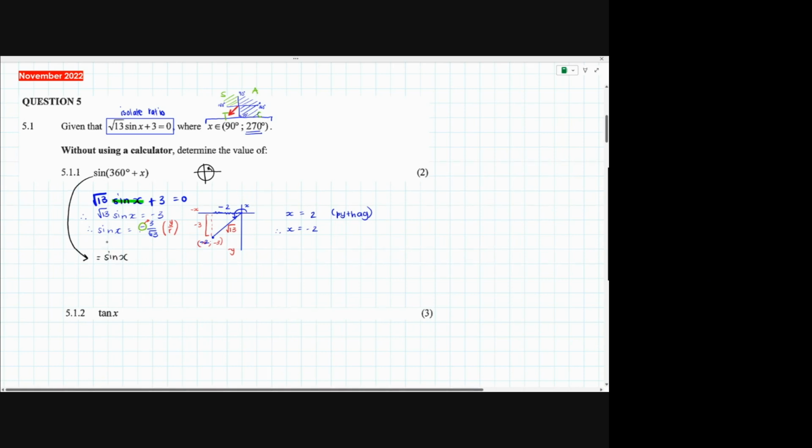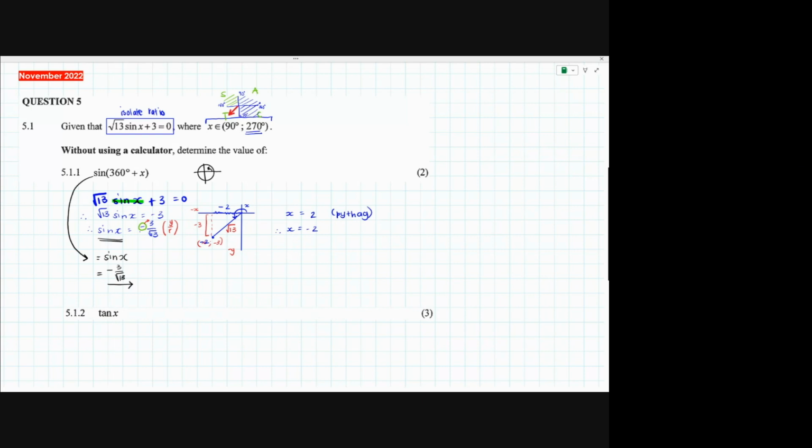And we already know that sine of x is equal to negative 3 over root 13, because that was the information given to us. So don't let the 360 plus x trick you. It basically just means you're back in quadrant 1. You've done a full revolution.